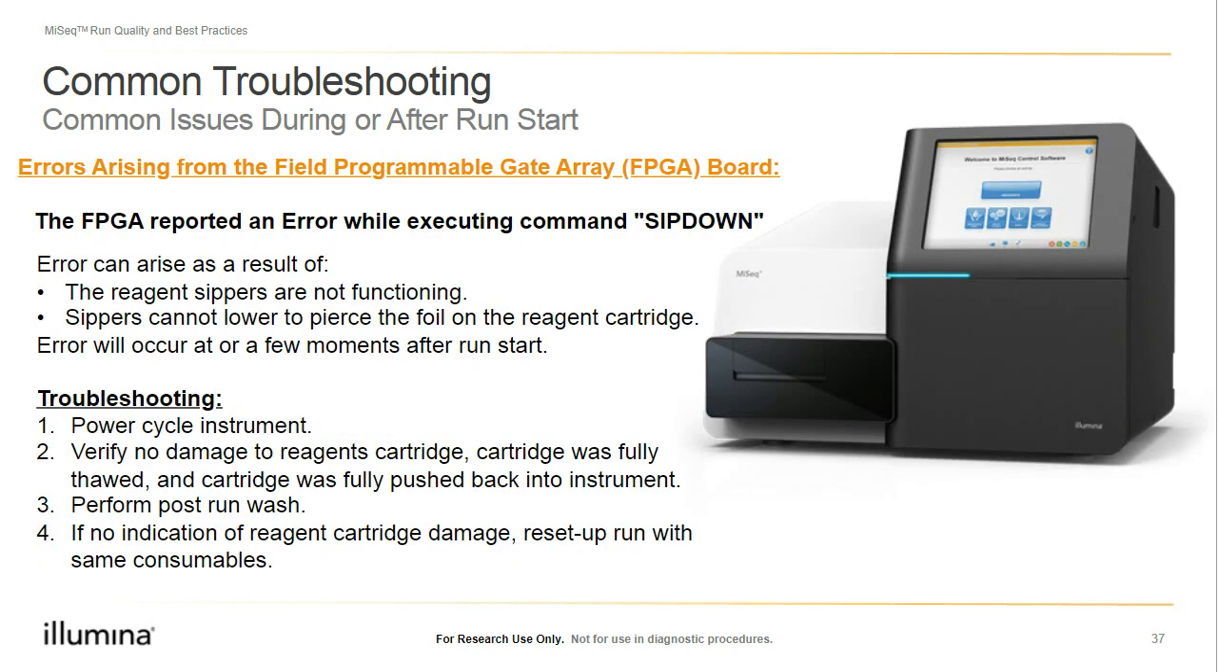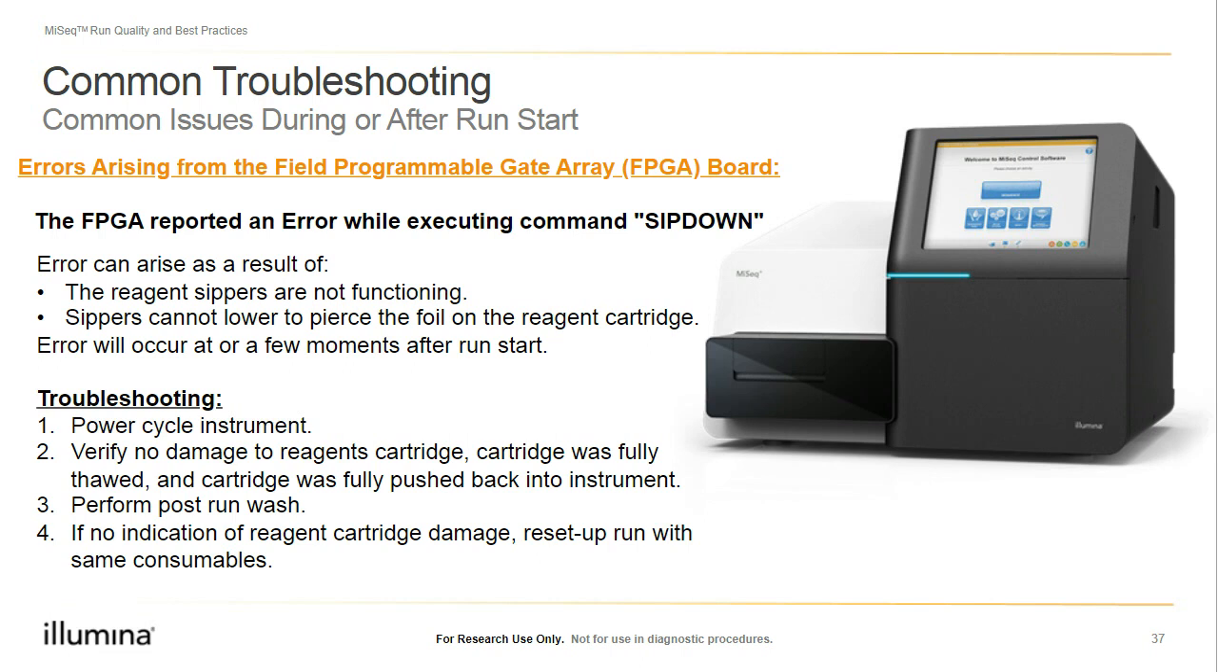The Field Programmable Gate Array Board, or FPGA board, is responsible for a number of tasks on the instrument, and therefore there's a number of errors that can arise from it. One of the more common errors which arise from the FPGA board is the FPGA reported an error while executing command zip down. This is pretty much what it sounds like. The instrument is having a hard time dropping the instrument zippers.